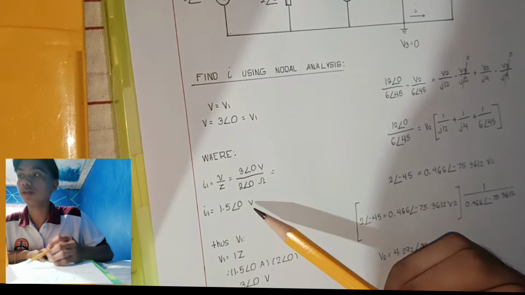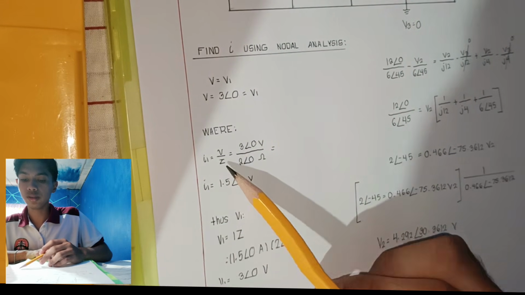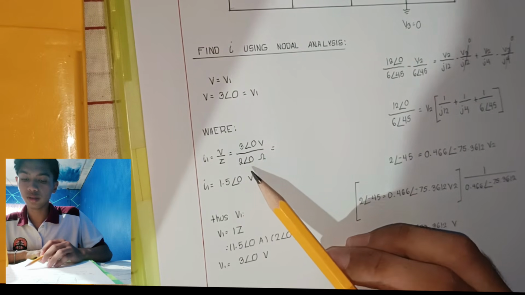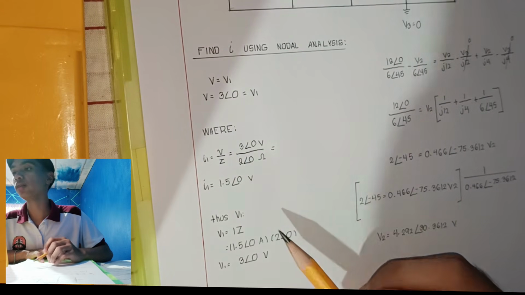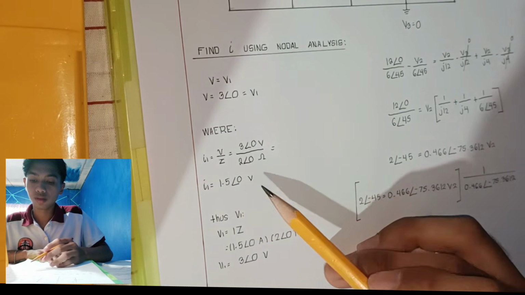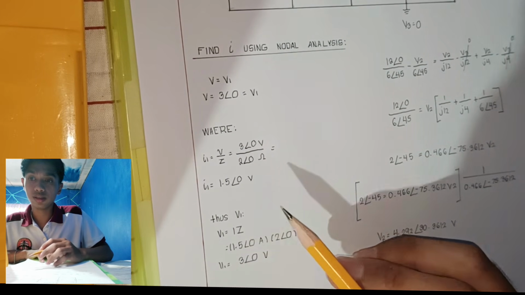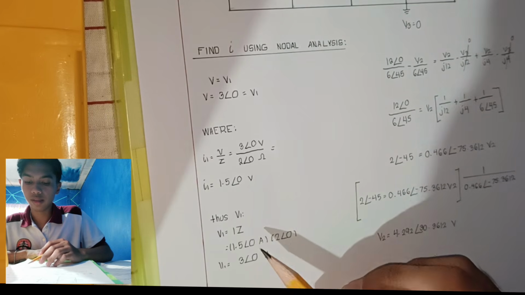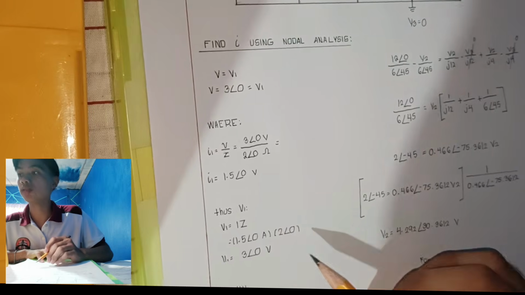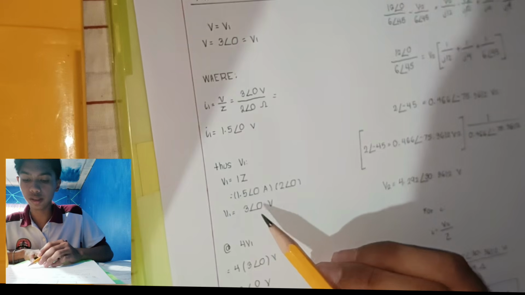To find I1 using Ohm's law, I1 is equal to V over Z, which is the impedance of 2 angle 0. We divide 3 angle 0 over 2 angle 0, and it is equal to 1.5 amperes. Thus we can also check V1: it is simply Ohm's law, I times Z, which is 1.5 angle 0 amperes times 2 angle 0, and the value for V1 is 3 angle 0 volts.